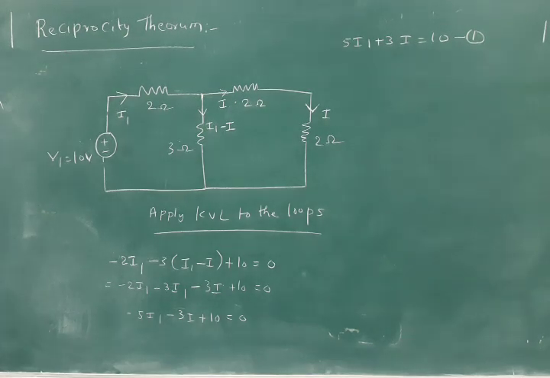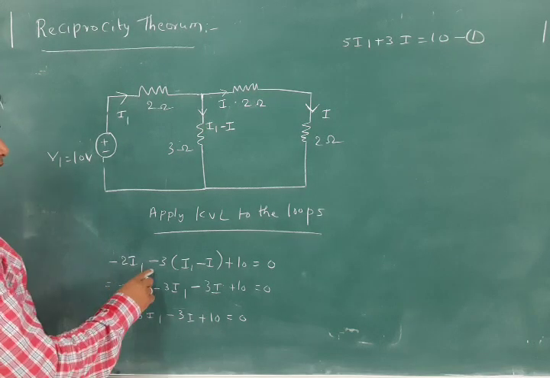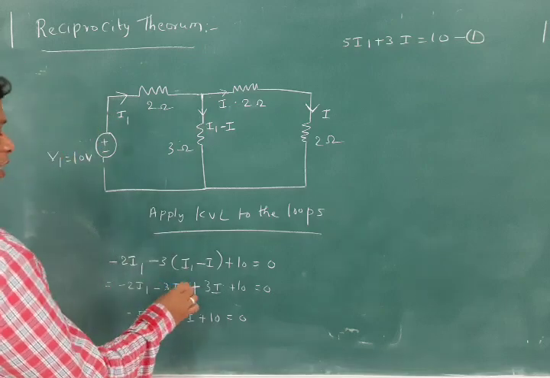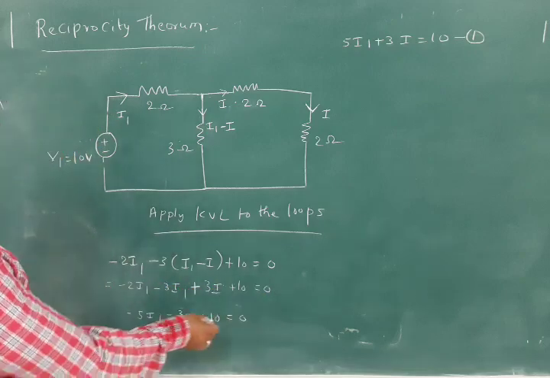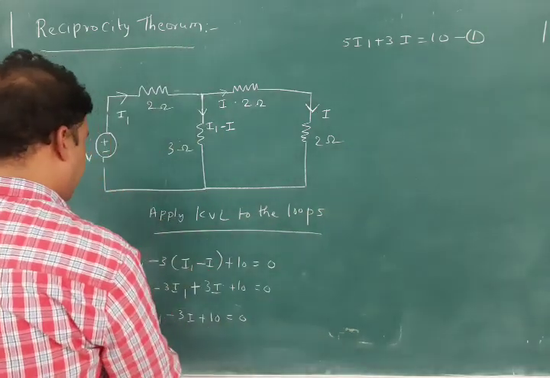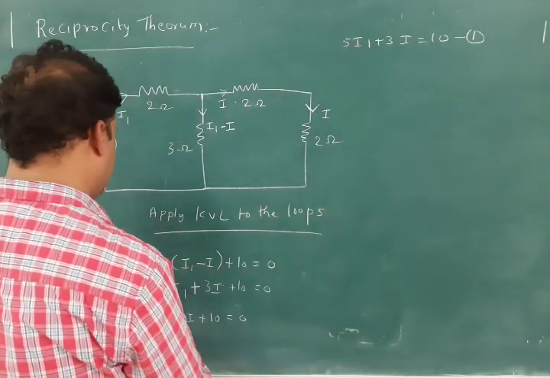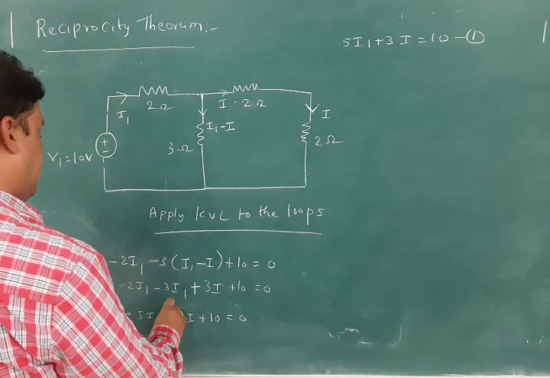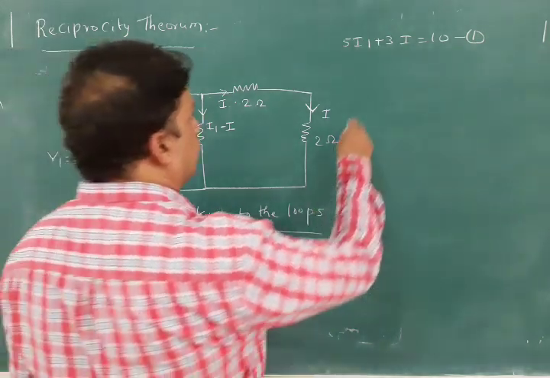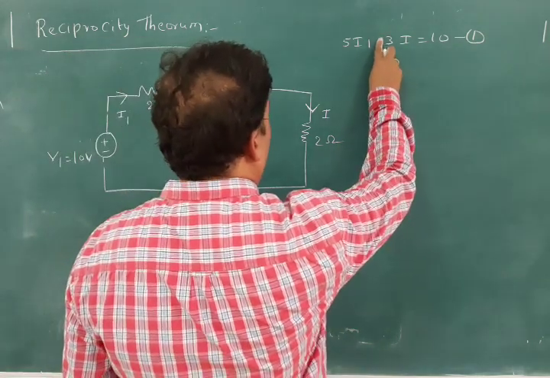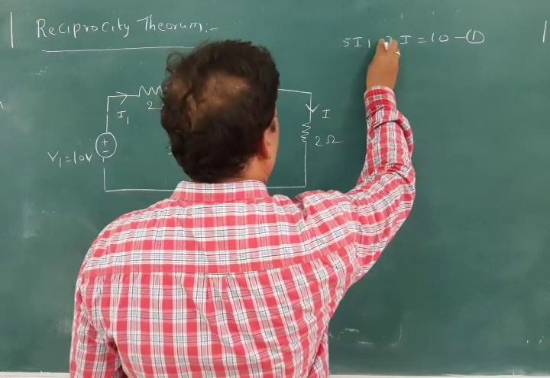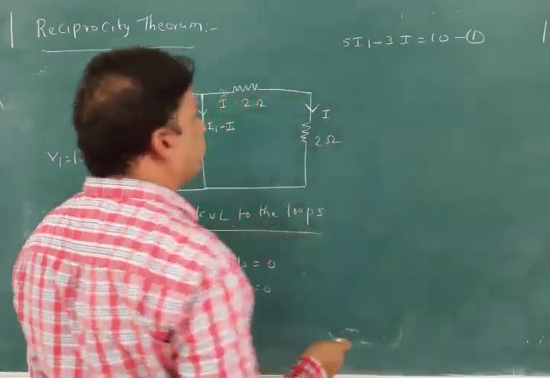If you check it once, minus 2I1 minus 3I1, and minus of minus is plus here. So minus 2I1 minus 3I1 plus 3I plus 10 is equal to 0. Then minus 5I1 plus 3I plus 10 is equal to 0. So here the equation becomes 5I1 minus 3I is equal to 10.